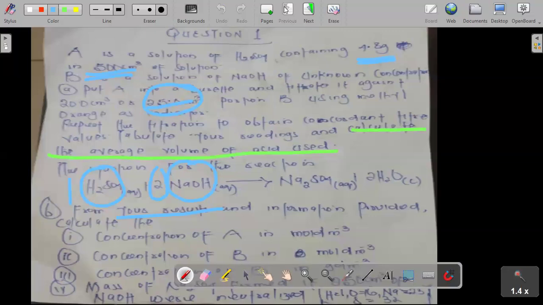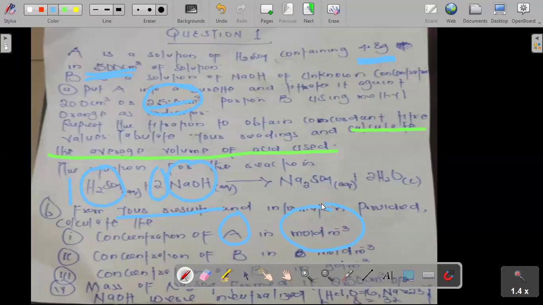The question says, calculate the concentration of A in mole per dm cube. Now, I want you to take note of something. Concentration is of two types. We have concentration in mole per dm cube, and concentration in grams per dm cube. The concentration in mole per dm cube is called molar concentration, while the concentration in gram per dm cube is called mass concentration.